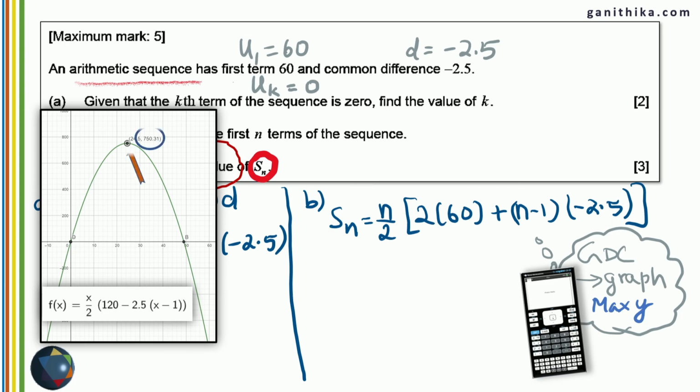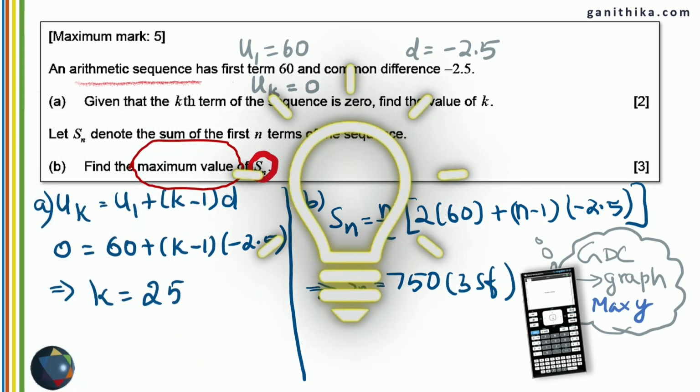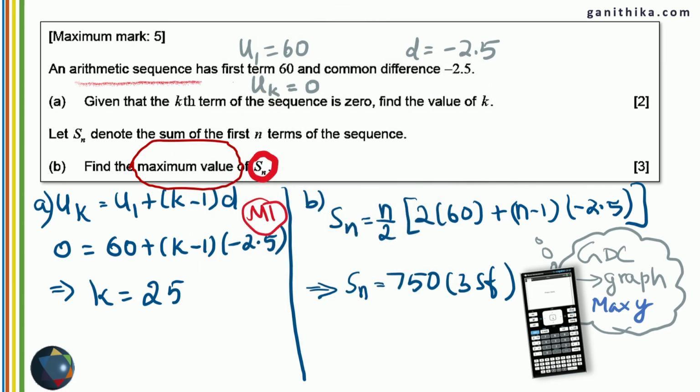So here you can see that the maximum y value is here and the value is 750.31, and if you want to give the maximum value for Sn, you will give it as 750 to 3 significant figures. Therefore, this is the final answer for you. Going for the marking scheme, this is method 1 mark and answer 1 mark, just 2 marks for the first question, which is very simple. You don't need to worry about this question.